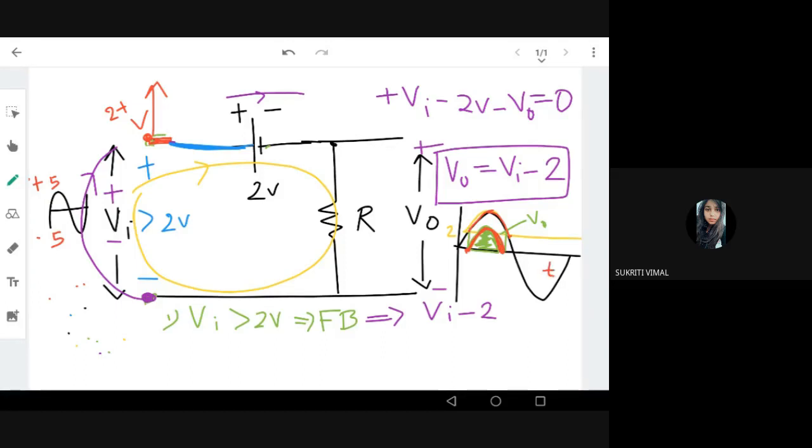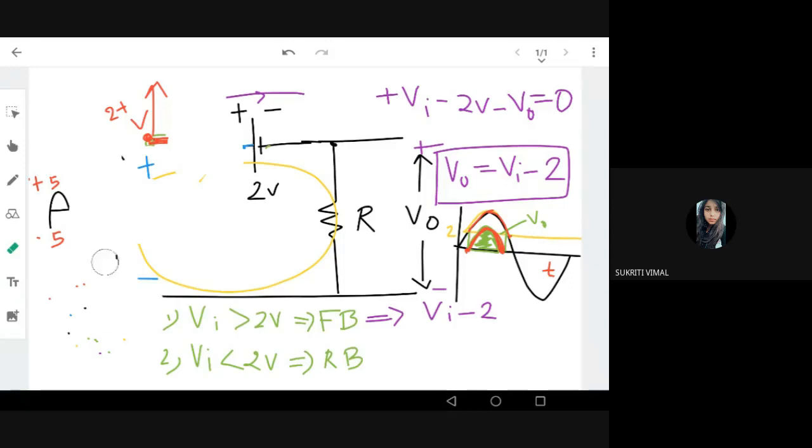Okay, so I got that. Now what is the second condition? The second state is my input less than 2 volt. When the input is less than 2 volt, my diode is off, so the diode is reverse biased, or off. Now let's see the circuit for the same. The diode is cut off here. So I have the diode, Vin less than 2 volt. Okay, so my output.